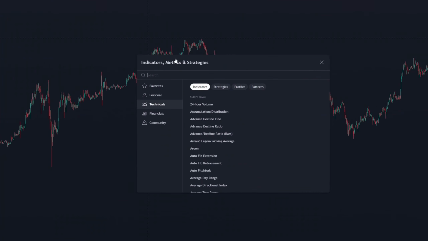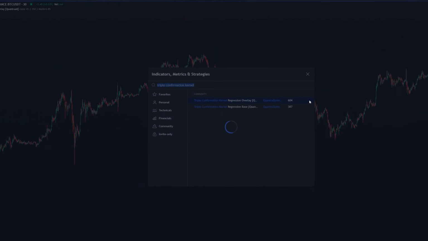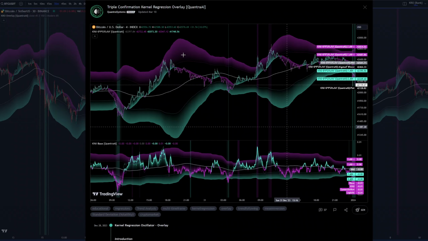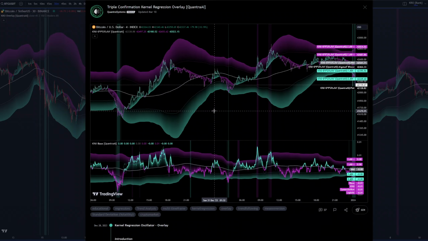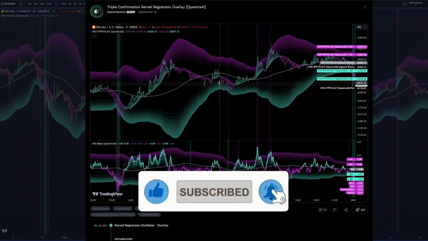Open the indicator section and type triple confirmation kernel, and open this one by Quantra system. By opening the documentation, let's talk a little bit about this indicator. So, the kernel regression is a tool used by traders to help predict market trends or price reversals. It works by analyzing the direction of its movements as well as identifying when prices might be too high or too low. The KRO, which stands for Kernel Regression Overlays, combines 3 separate kernel regressions into one tool.